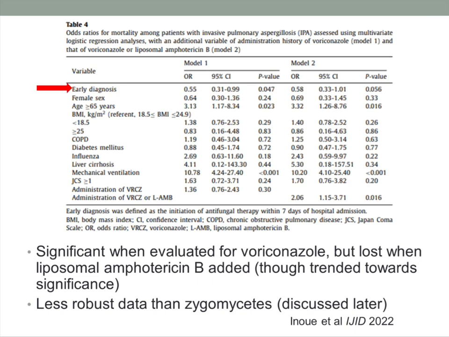This slide's a little bit confusing. Model 1 is looking at just voriconazole. Model 2 includes voriconazole or if the patient got liposomal amphotericin B. In their first model, there was a statistically significant mortality benefit if you started voriconazole within 7 days of diagnosis. If you then included the patients who got liposomal amphotericin B, maybe instead of voriconazole or in combination, that mortality benefit was no longer statistically significant, but you can see the p-value is 0.056. It's still trending that way.